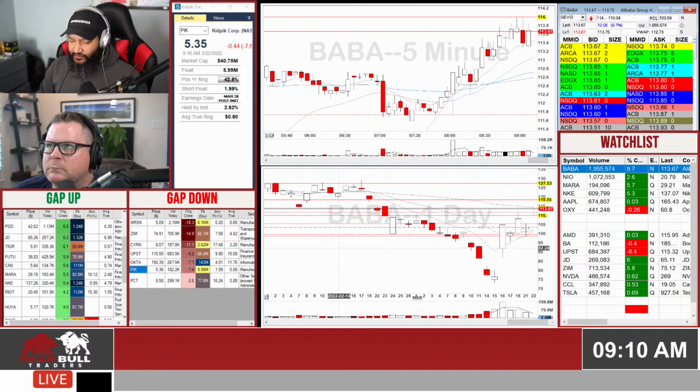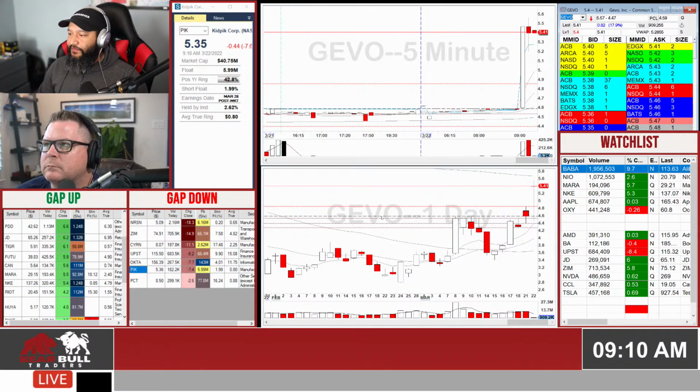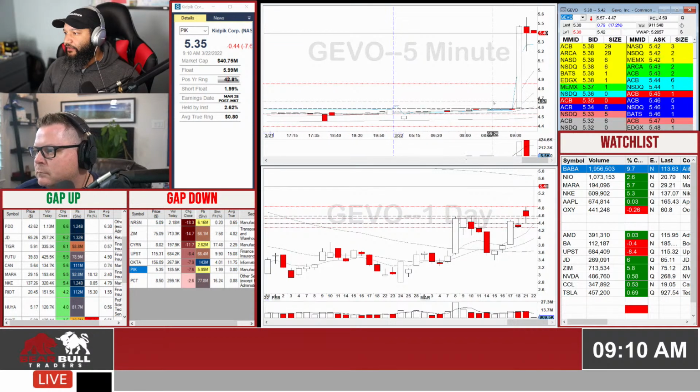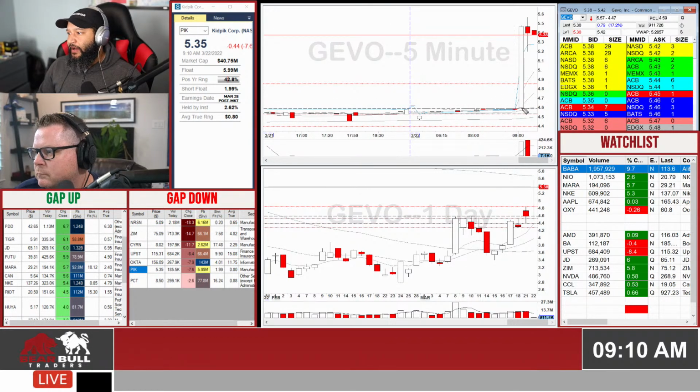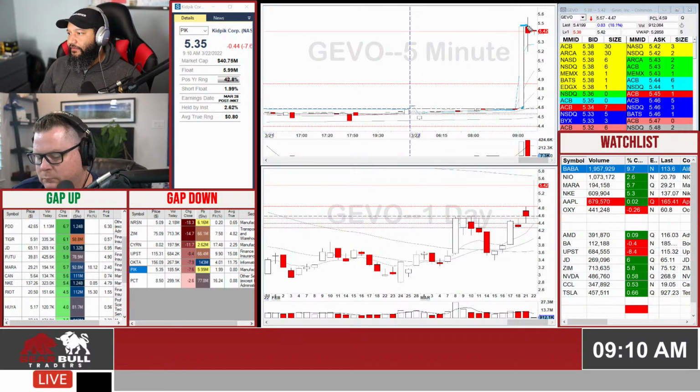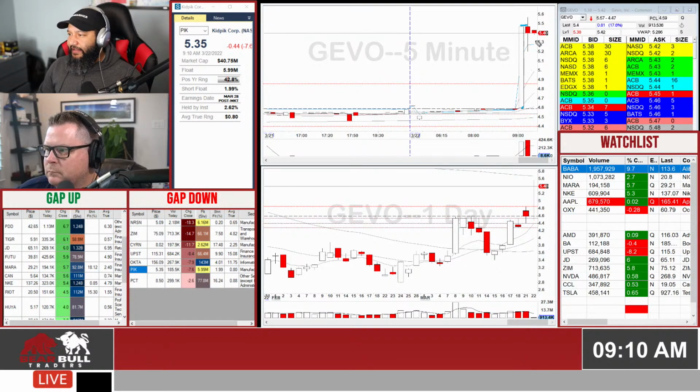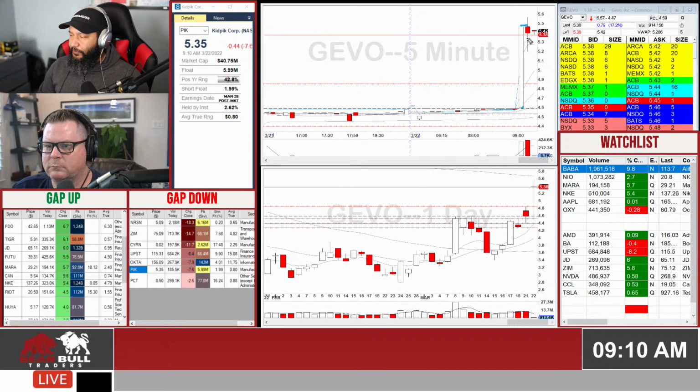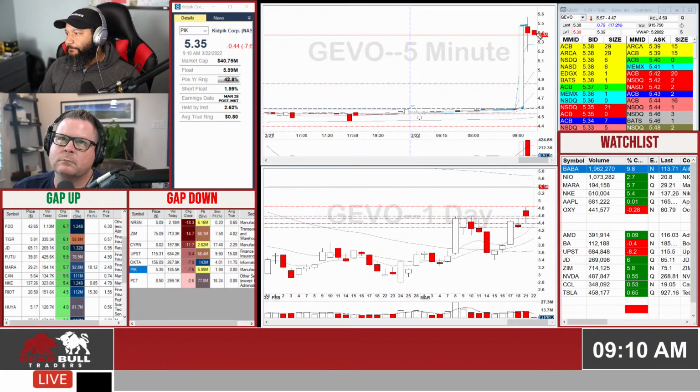What do you guys think about GEVO? Yeah, someone mentioned this in chat as well. Let's take a look at GEVO this morning. You don't have a lot to go by right now. You had this one pop from $4 to $5.40. Any entry here, unless you have a strategy, is more of a gamble, to be honest. At least for me, I don't have a strategy.